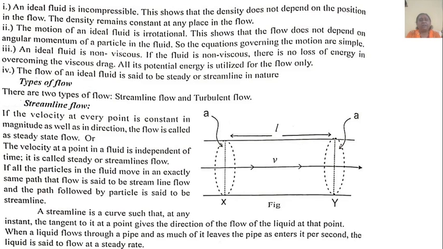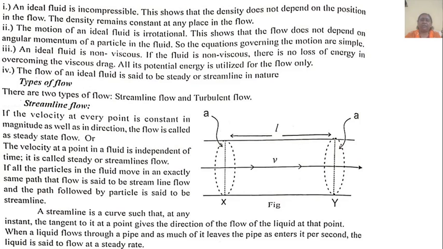Now there are two types of flow: streamlined flow and turbulent flow. Now, streamlined flow: if the velocity at any point is constant in magnitude as well as in direction, the flow is called steady or streamline flow. Or, if the velocity at a point in a fluid is independent of time, it is called steady or streamline flow.